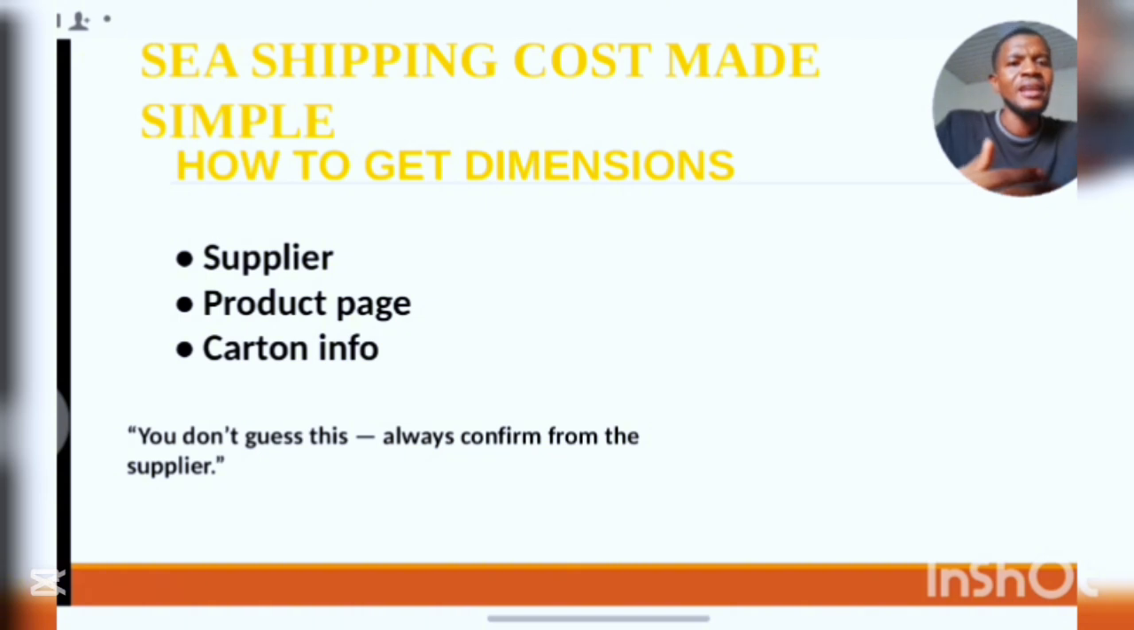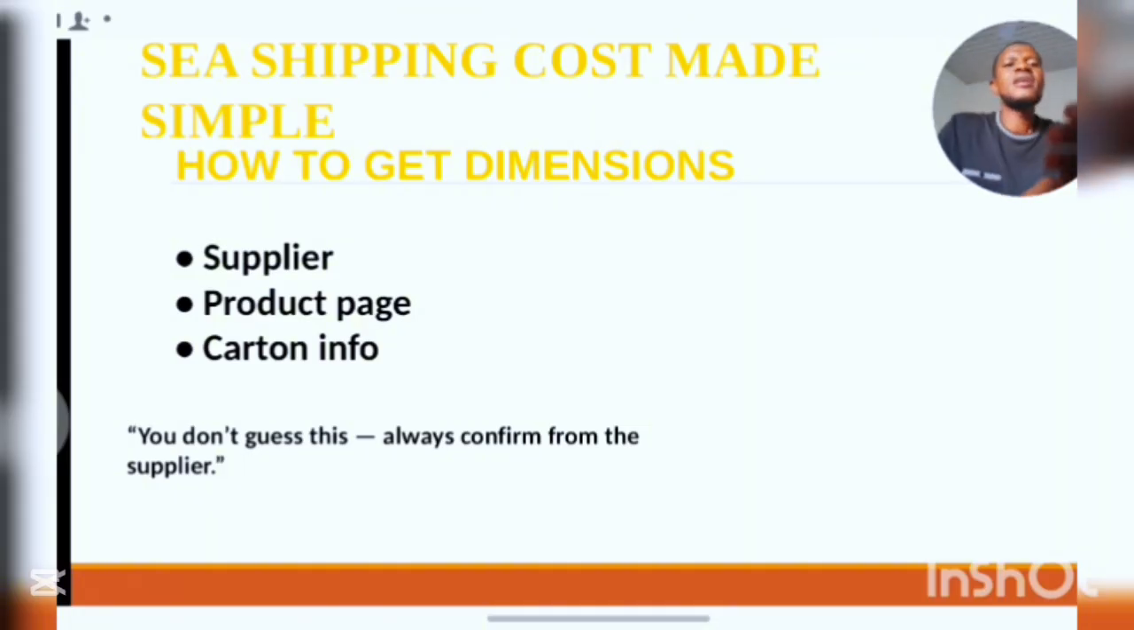Then the other thing is the product page. There's one thing that you don't really pay attention to, but if you really pay attention to the product page, you will see the dimensions there. Even when you go to the description side of each product page, you'll be able to see the dimensions. It is written over there. You can see it, you can get it, and then you just use the calculation that you've learned in this particular video.